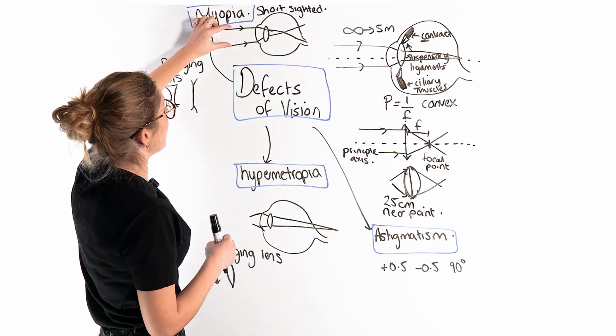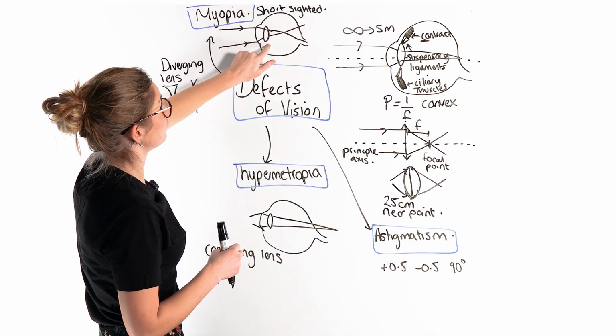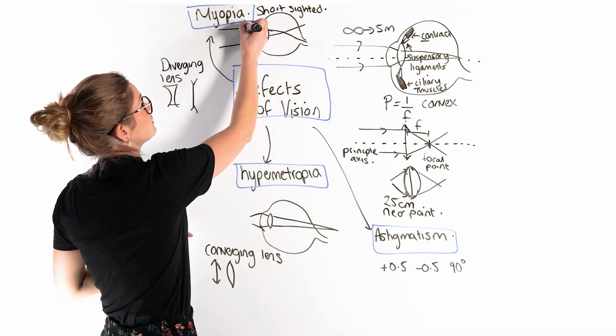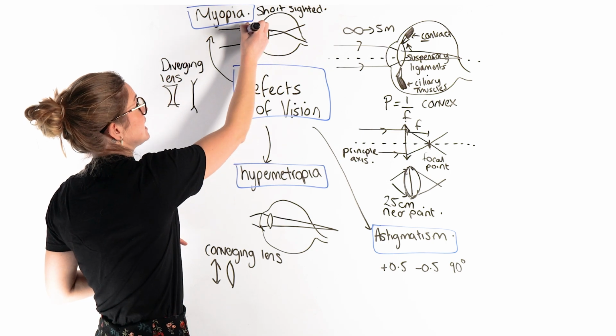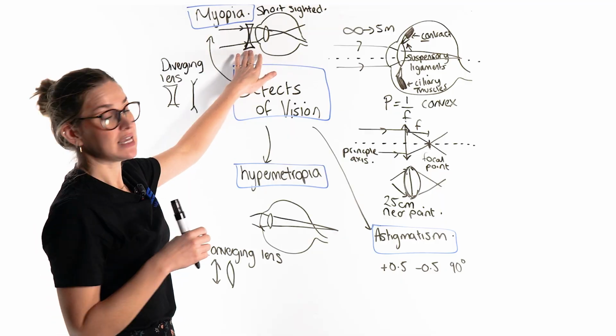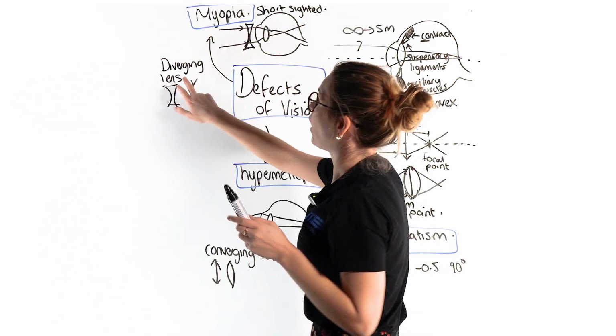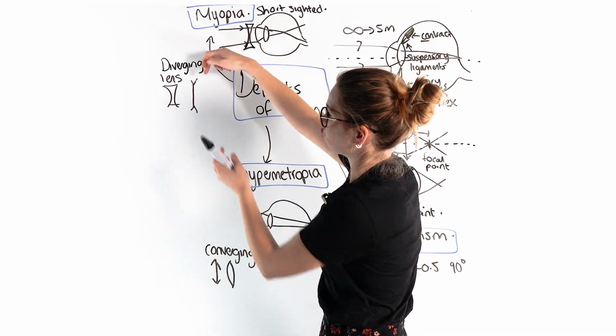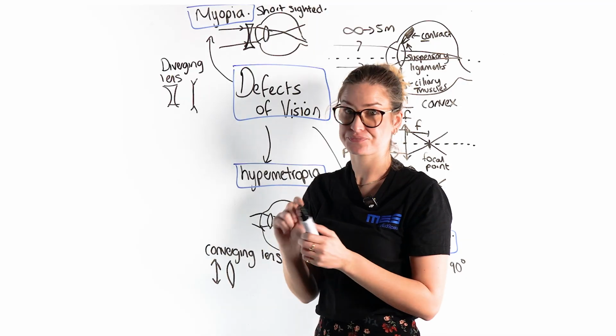So because this is too powerful, I need something that makes these light rays more spread out. So what we can do is put a diverging lens in front of it. So that's what your glasses will be. They'll have diverging lenses. And rather than draw that all the time, we can just draw a diverging lens with a line with two arrows pointing in. We're trying to show you it's skinnier in the middle.